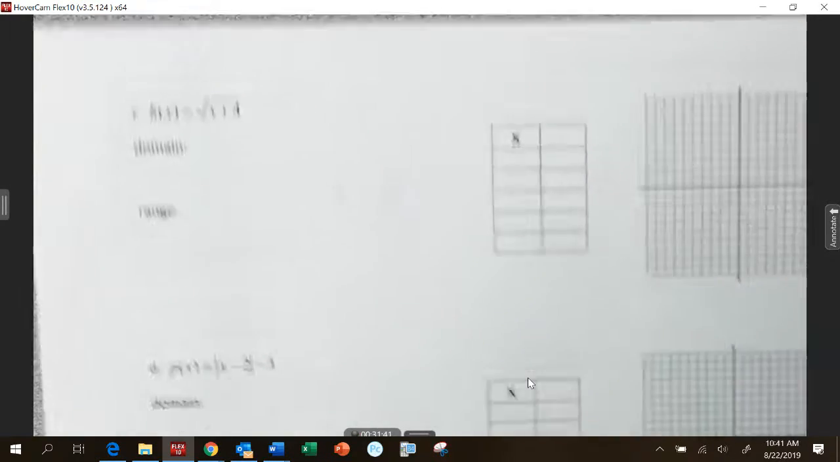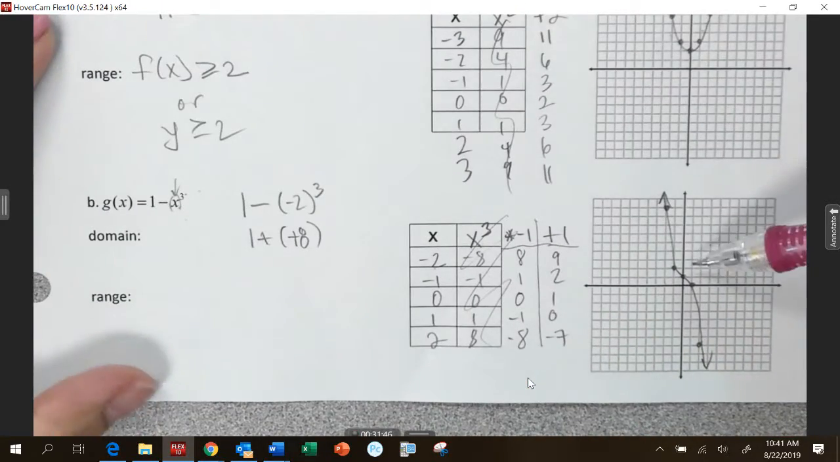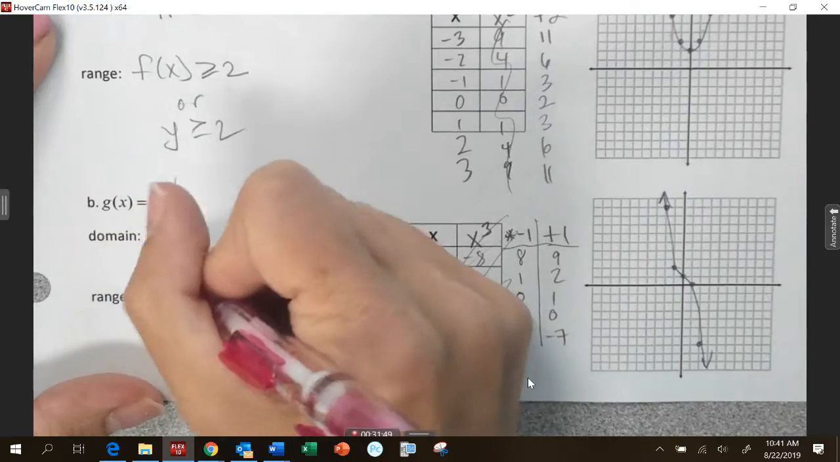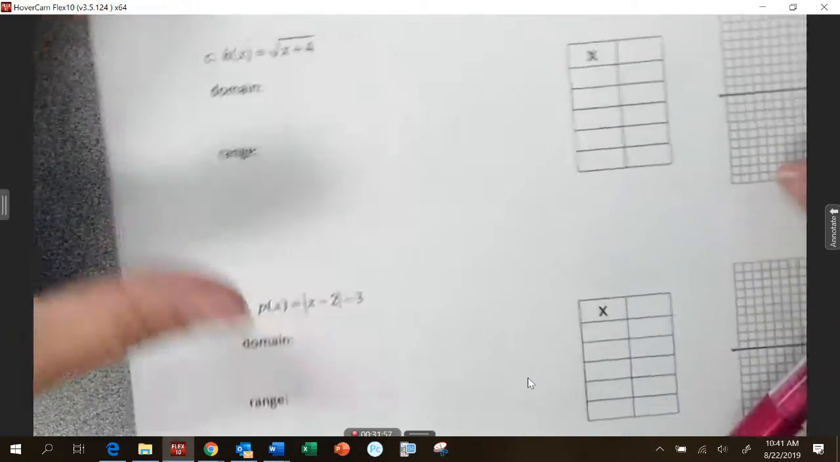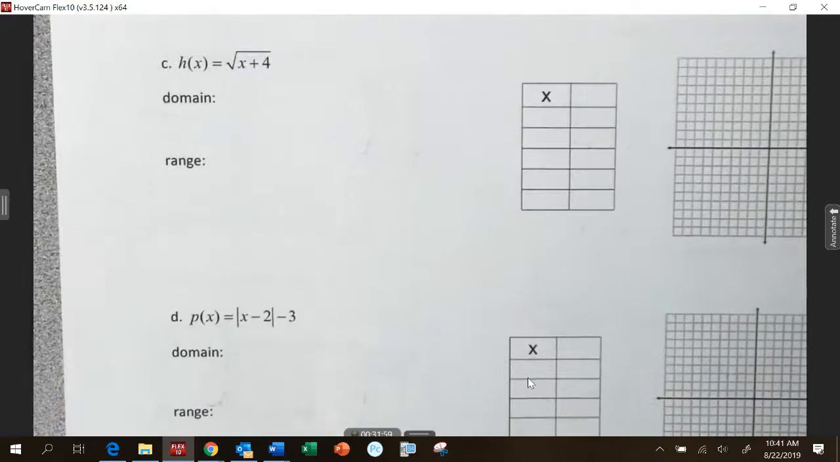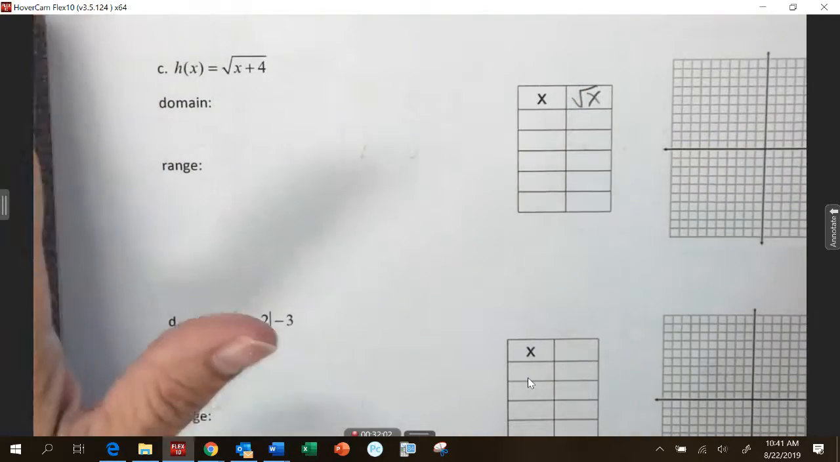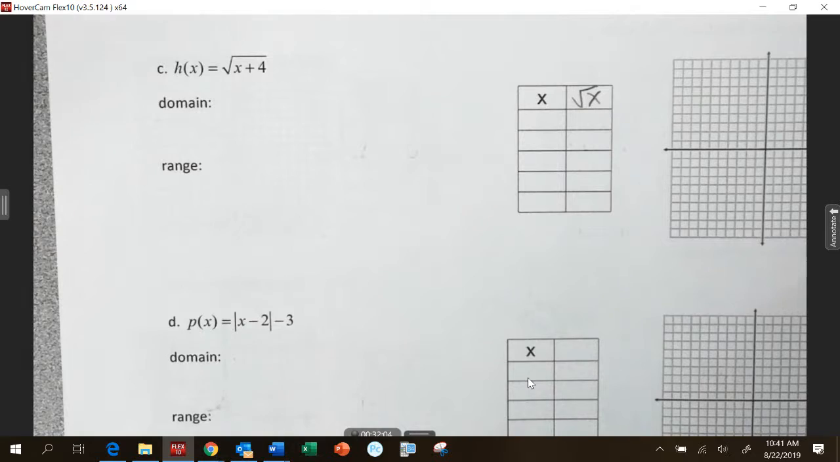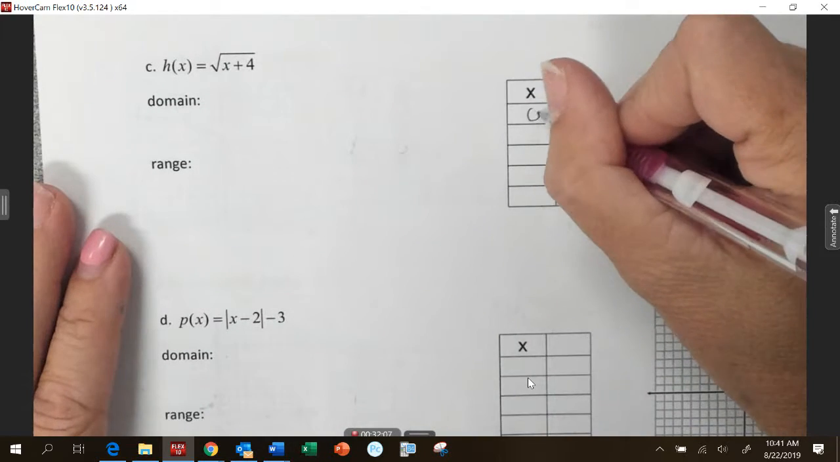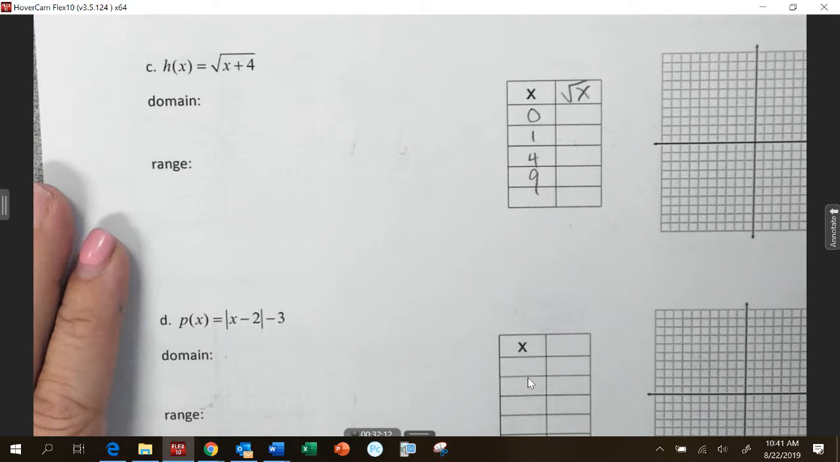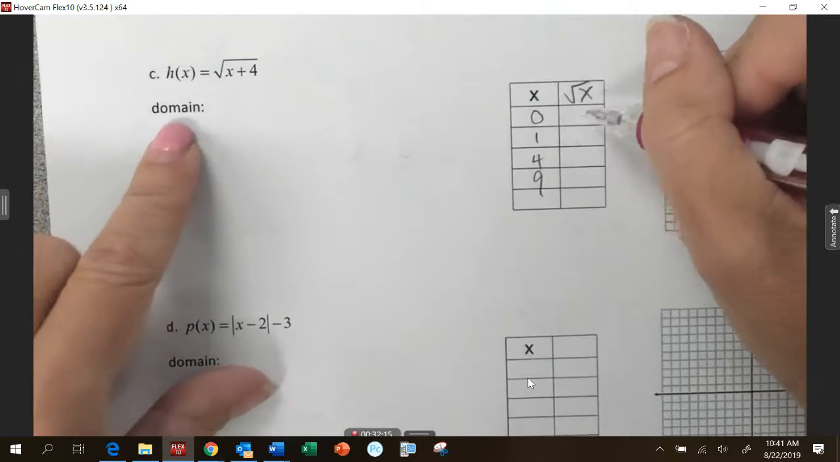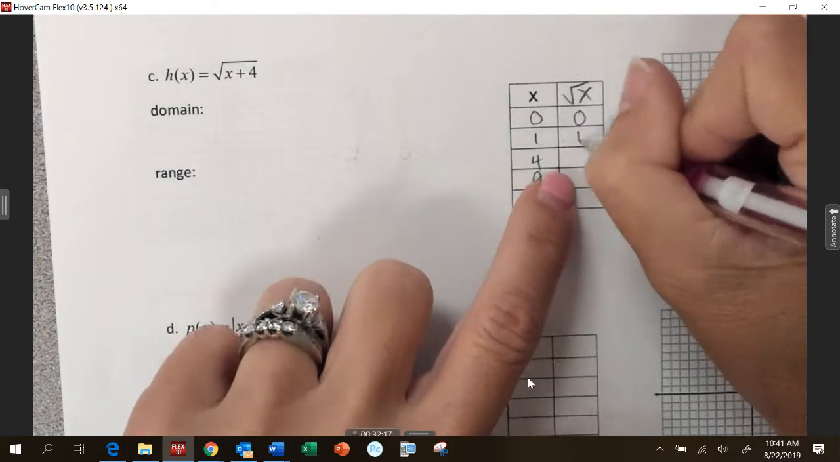So we have, oh wait, did I do my domain and range? Oops. What's the domain and range for cubic? All real for both. There's no restrictions on cubic. As I look at square root and think about it, there are restrictions on square root. So square root of x would be my parent function. So what numbers would I want to square root? 0, 1, 4, 9. Maybe 16, but we'll see. When I take the square root of those, 0, 1, 2, 3.